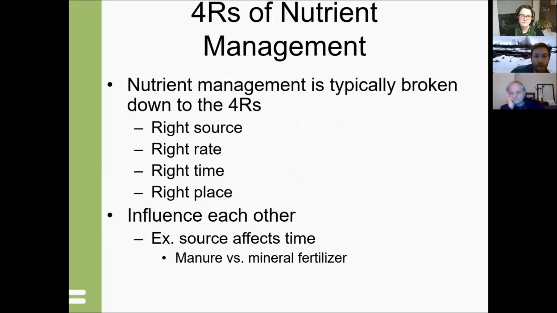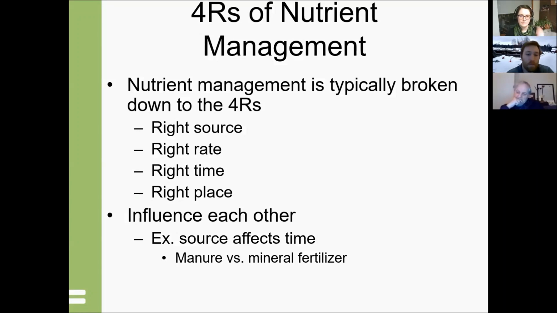So with nutrient management, usually as a mnemonic, we break it down into the 4Rs, which are the right source, the right rate, the right time, and the right place. If you think about those in the context of your crop, those are the most important things you need to think about to grow the crop the most effectively.